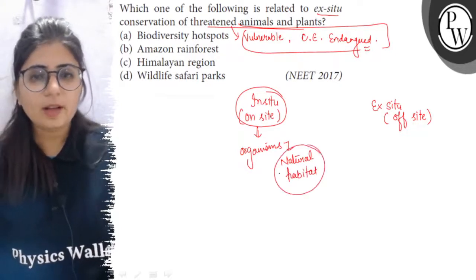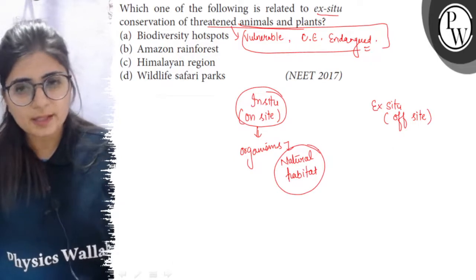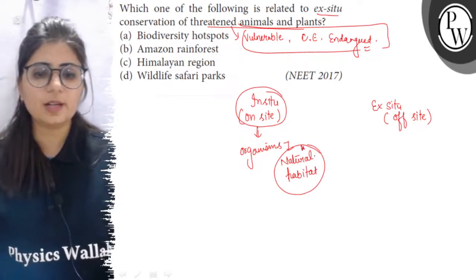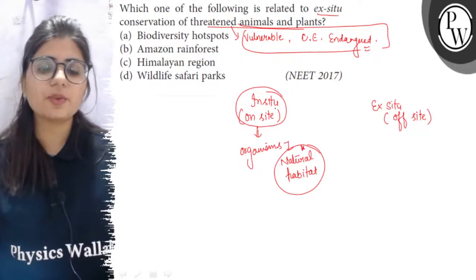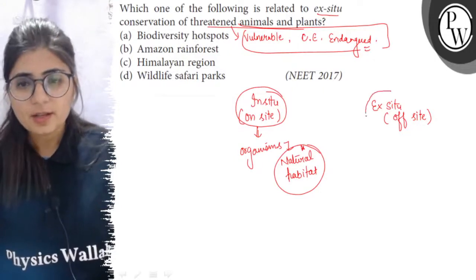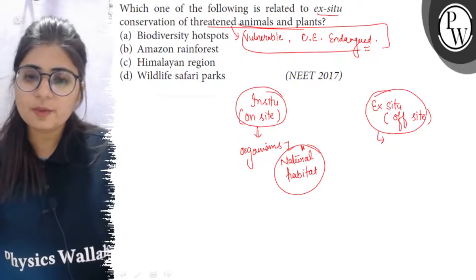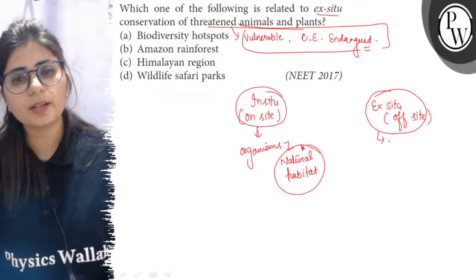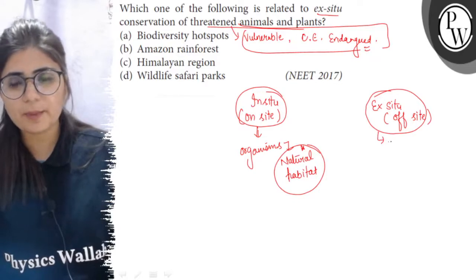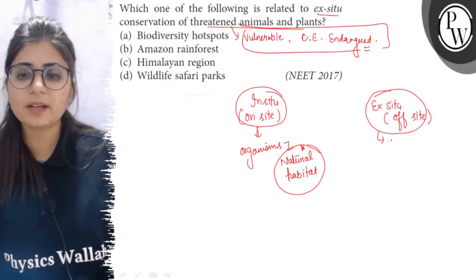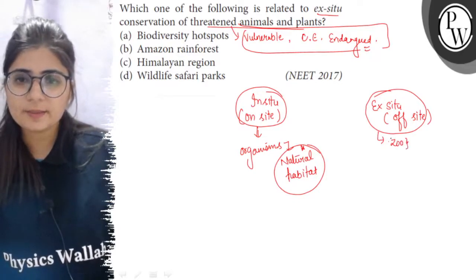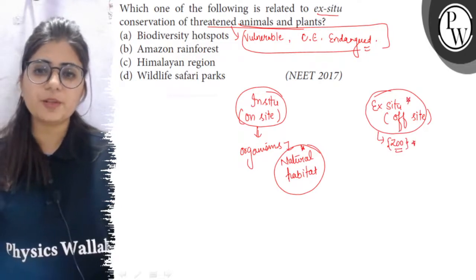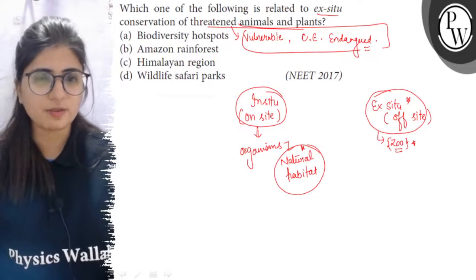For example, a lion which is living in a forest is protected there in the forest itself, so in its natural habitat. Such an approach is known as in situ conservation, while the other approach is ex situ, where the organism is taken away from its natural home and protected at some other place. For example, if a lion is protected in a zoo, away from its natural habitat, it is an approach of ex situ conservation.